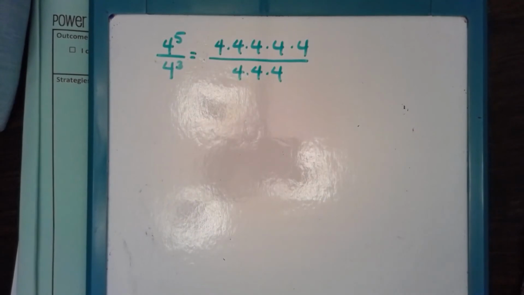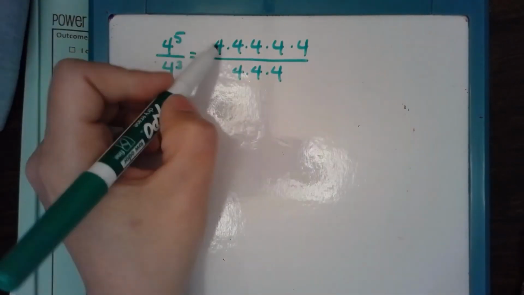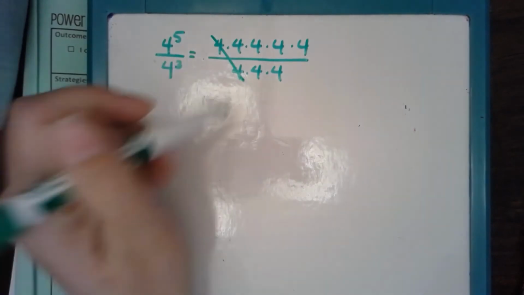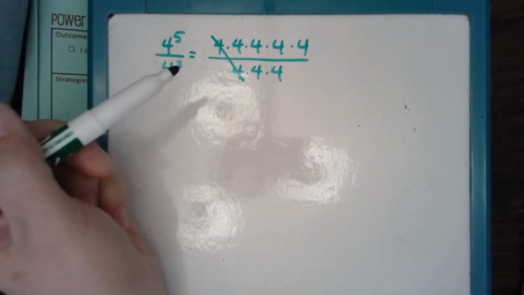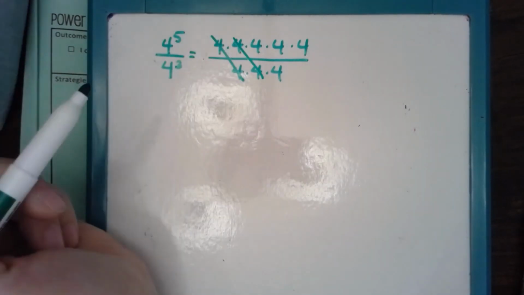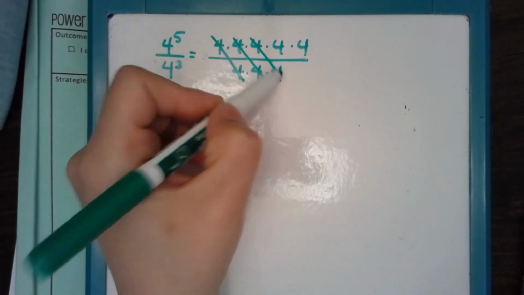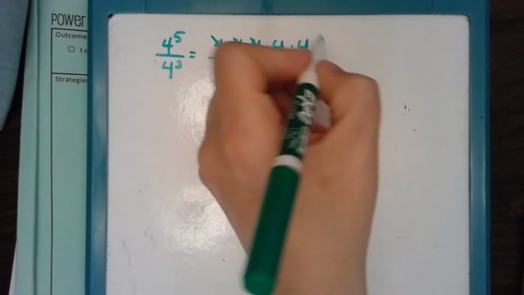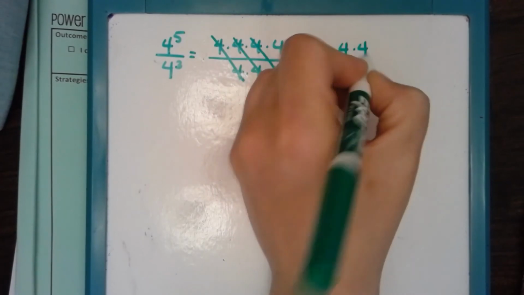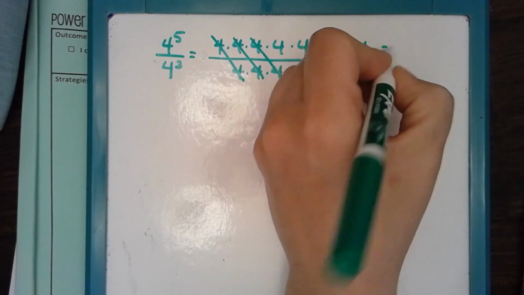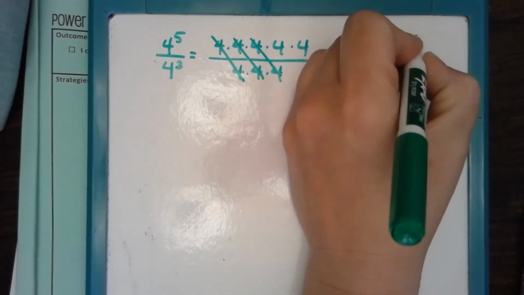The really fun part of grade 9 power laws was you get to cross things out. So 4 divided by 4 makes 1. Another 4 divided by 4 makes 1. And another 4 divided by 4 makes 1. So we're left with 4 times 4, which written as an exponent is 4 to the power of 2.